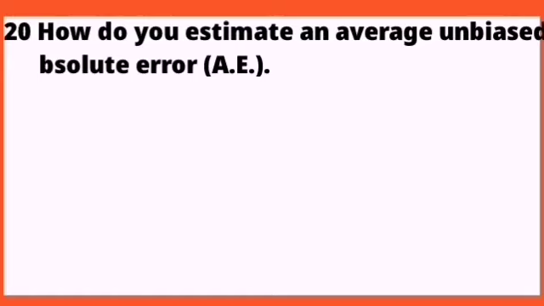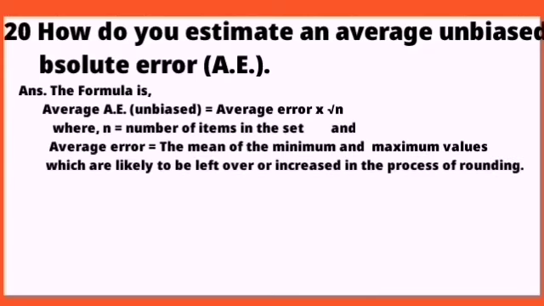Question 20. How do you estimate an average unbiased absolute error, AE? Answer. The formula is average AE unbiased equals average error x square root n, where n equals number of items in the set. An average error equals the mean of the minimum and maximum values which are likely to be left over or increased in the process of rounding.